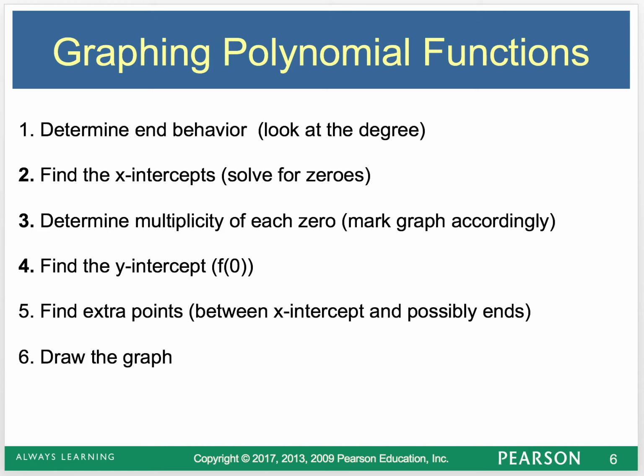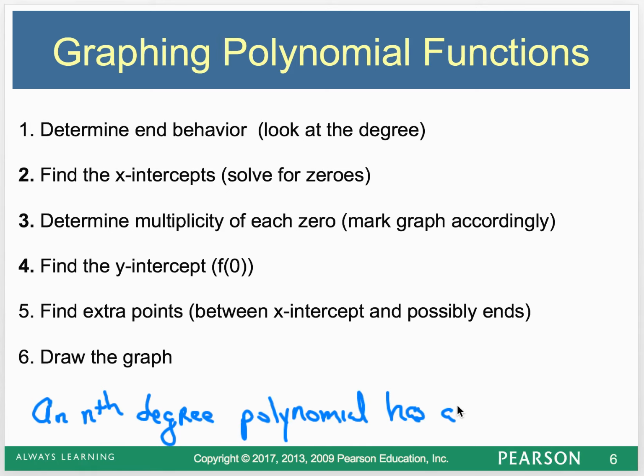Okay, so to graph a polynomial function, they never did tell us about our humps. So let me add one thing to this. Okay, so an nth degree polynomial, I'll just add it down here, put it somewhere in your notes, right? An nth degree polynomial has at most n minus 1 turns.